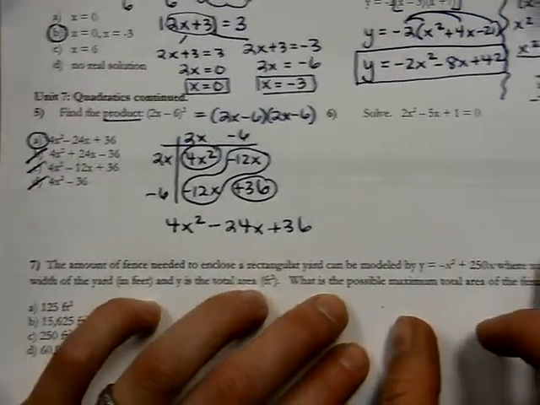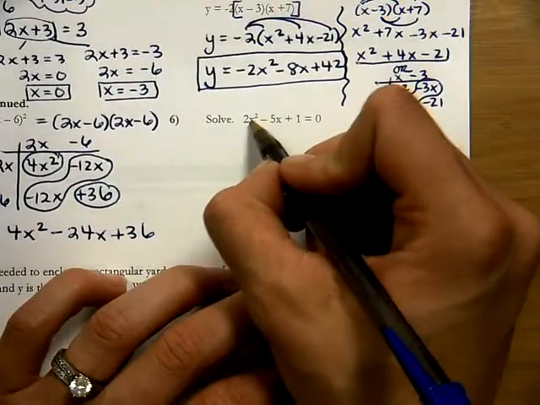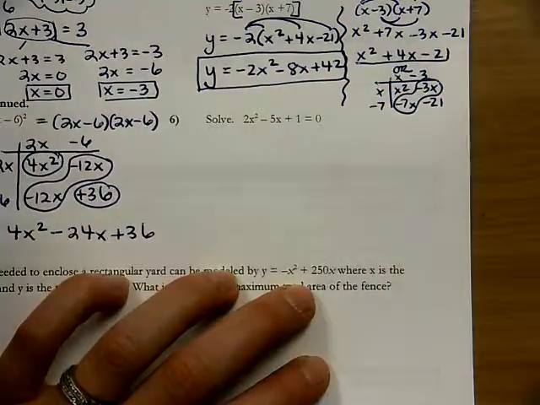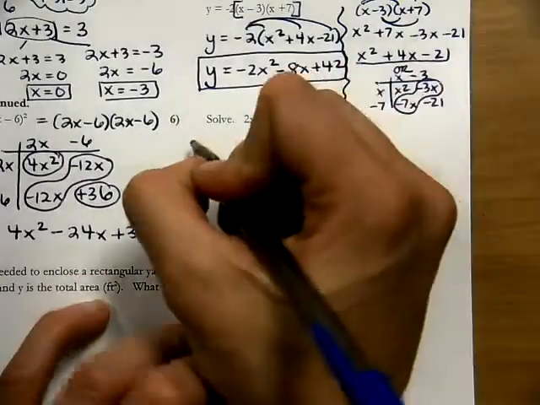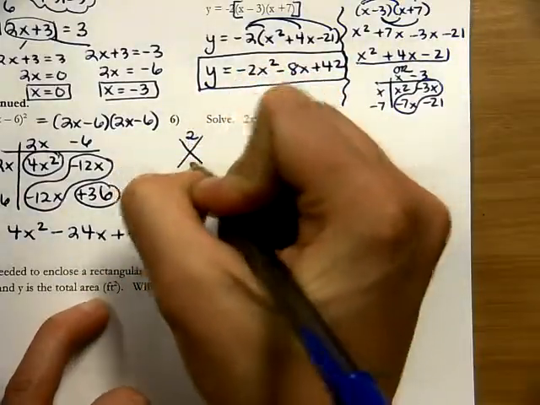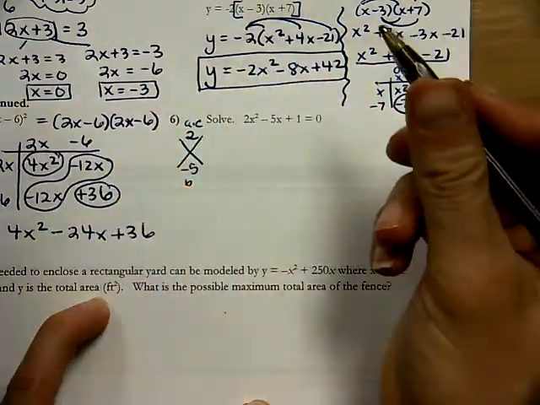Looking over here at number 6, we're still solving a quadratic equation. Because it has an x squared and an x, I'm realizing this is standard form. When it's in standard form, I first try to solve by factoring. So I need two things that multiply to be 2 and add to be negative 5. That's my a times c, and that's my b.